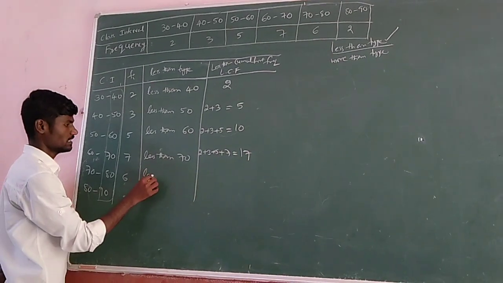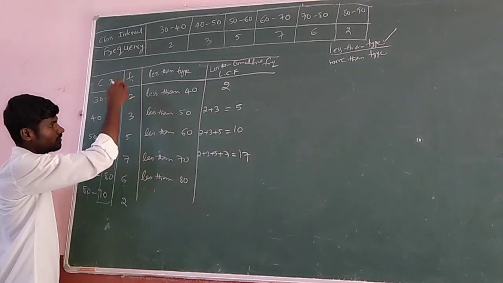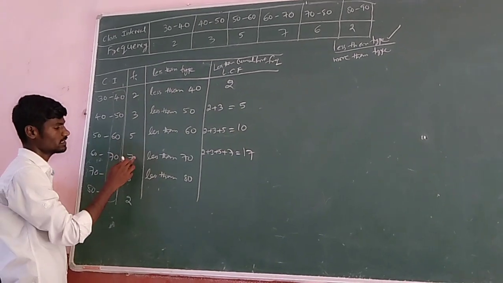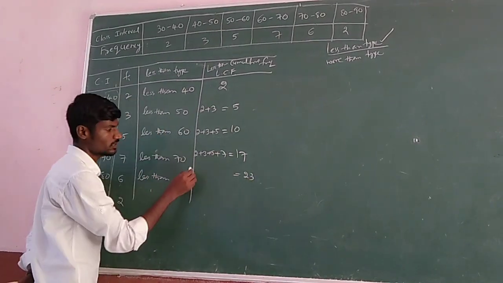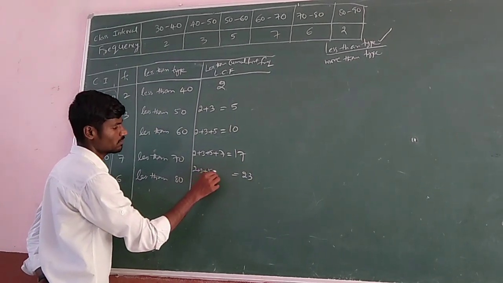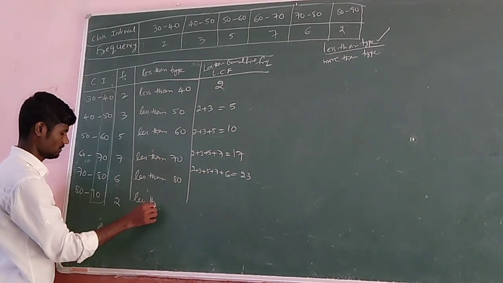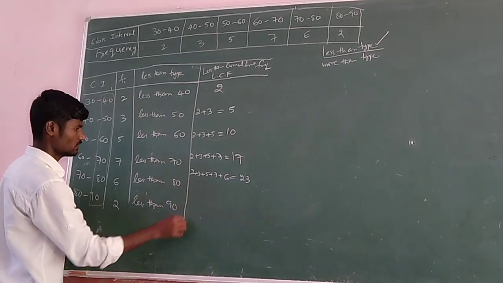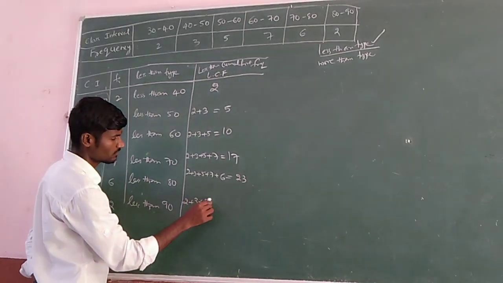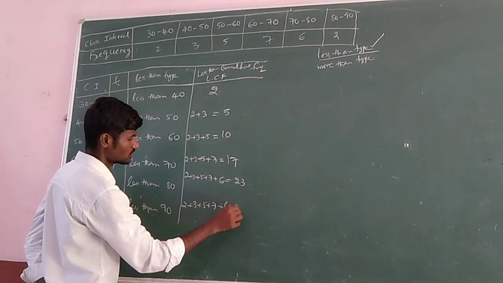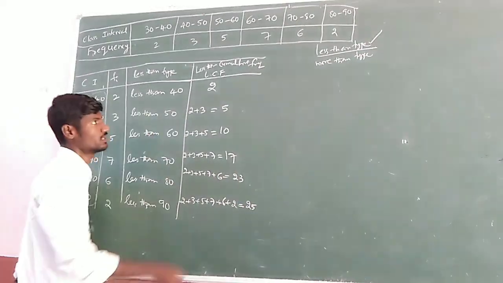Next, less than 80. So 2 plus 3 is 5, 5 plus 5 is 10, 10 plus 7 is 17, plus 6 is 23. You may take that directly or you may add like this: 2 plus 3 plus 5 plus 7 plus 6. Next, less than 90. Less than 90 means all of the above: 2 plus 3 plus 5 plus 7 plus 6 plus 2. So 23 plus 2 is 25.